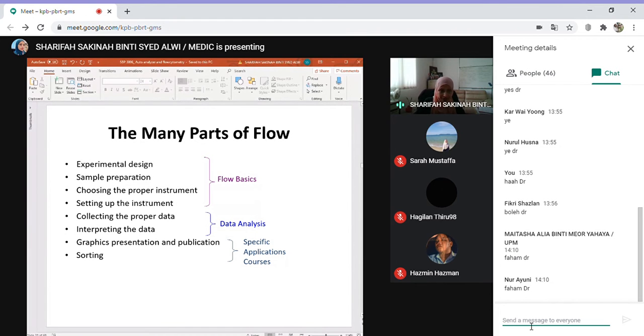When you have already set up the instrument, you will have the scatter plot, and then you have to collect the data. That's what we call data analysis. You have to collect the data and then interpret the data. After that come graphic presentations and publication, as well as sorting. That's what we call specific application courses.